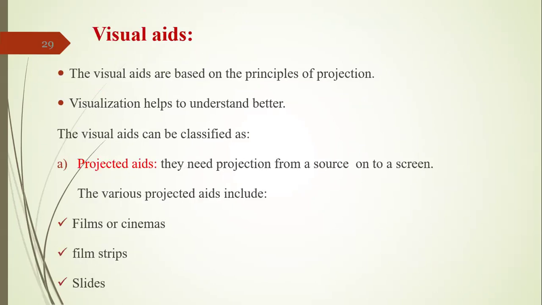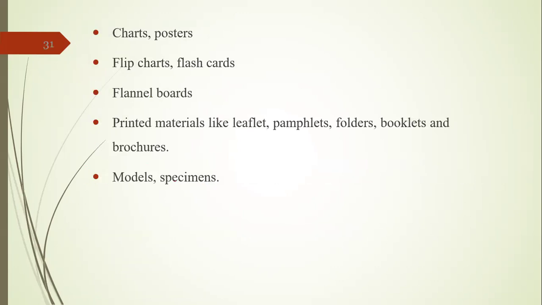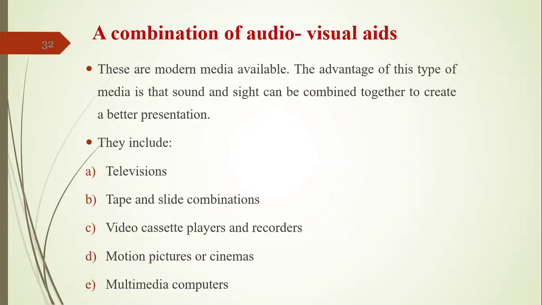Visual aids are based on the principle of projection. They can be projected or non-projected aids. Projected aids are like films, cinemas, film strips, slides, overhead projectors, transparencies, bioscopes, etc. Non-projected aids are like blackboards, pictures, cartoons, photographs, charts, posters, flip charts, panel boards, printed materials, models, pamphlets, etc.